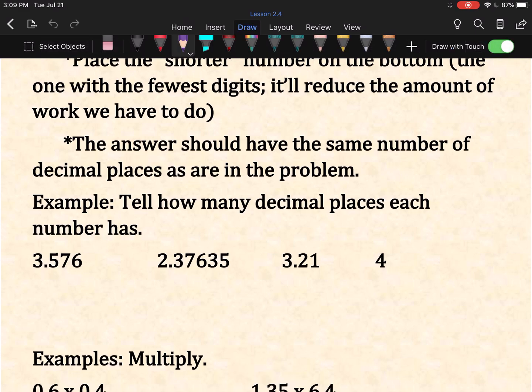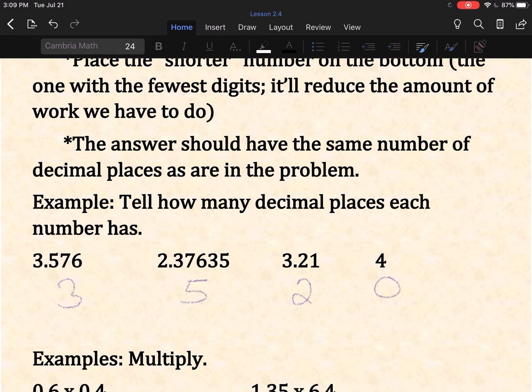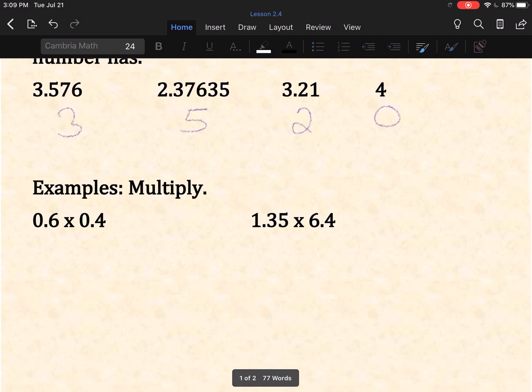So 3.576 has 3 decimal places. There are 3 numbers after the decimal point. 2.37635 has 5 decimal places because there are 5 digits after the decimal point. 3.21 has 2 numbers after the decimal point. And the whole number 4 has 0. You need to be able to tell how many numbers are after a decimal point. It seems like a simple thing, but I've seen it throw a lot of people.